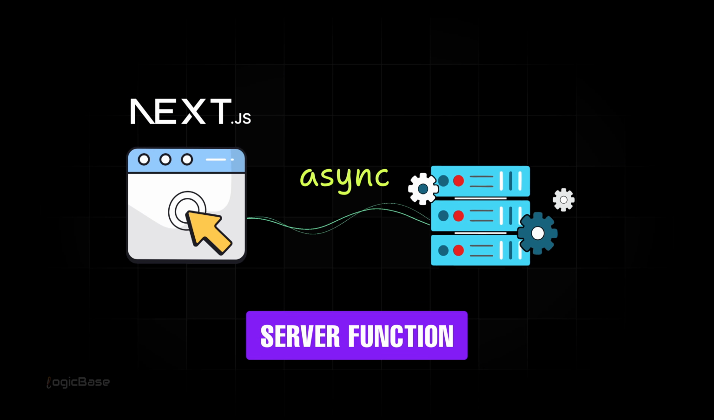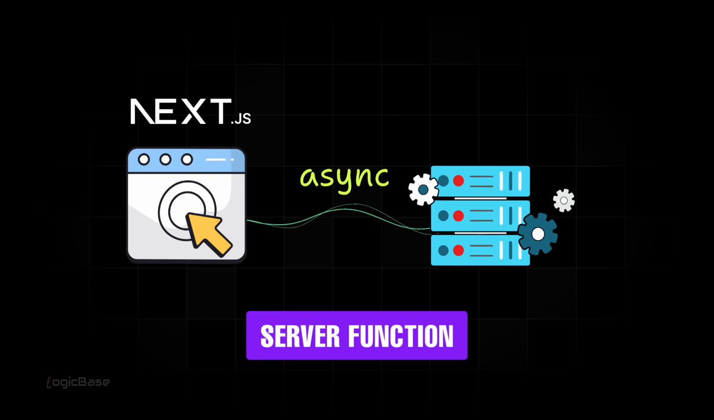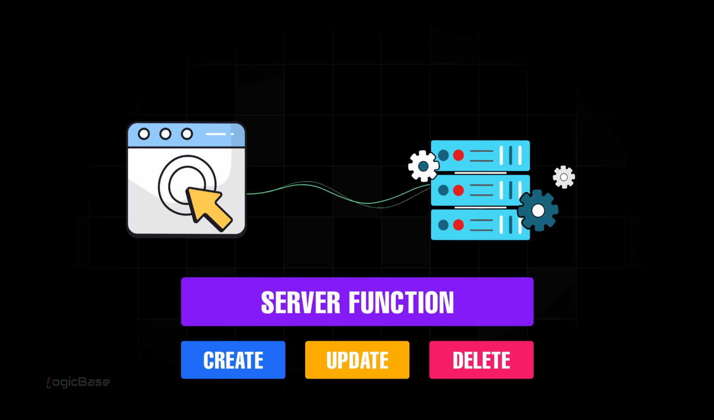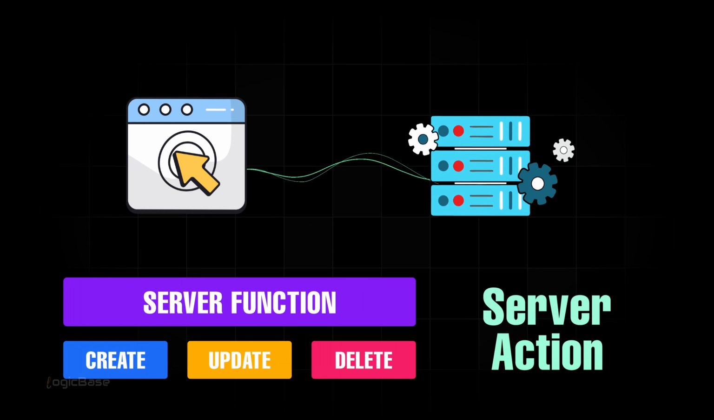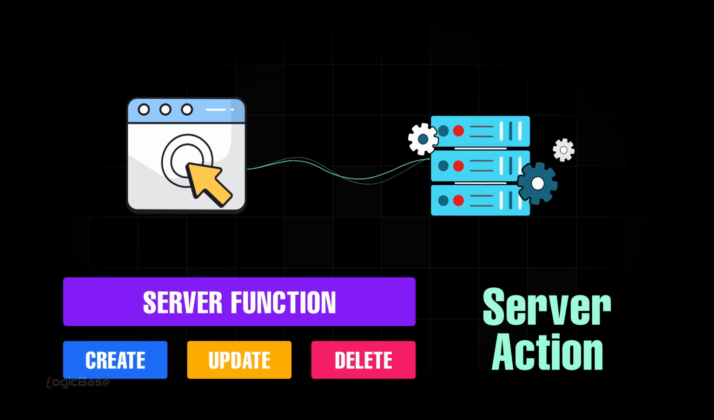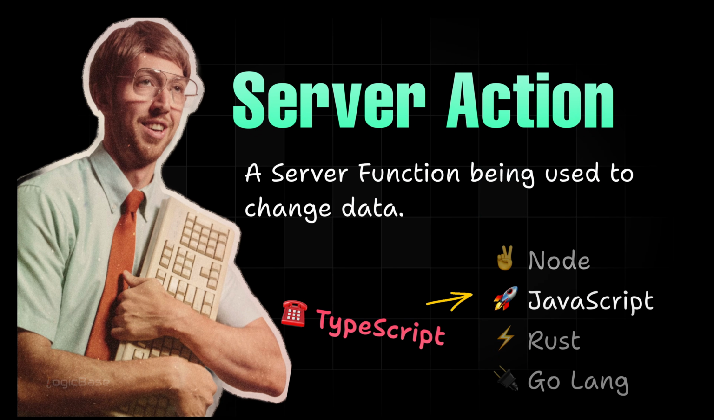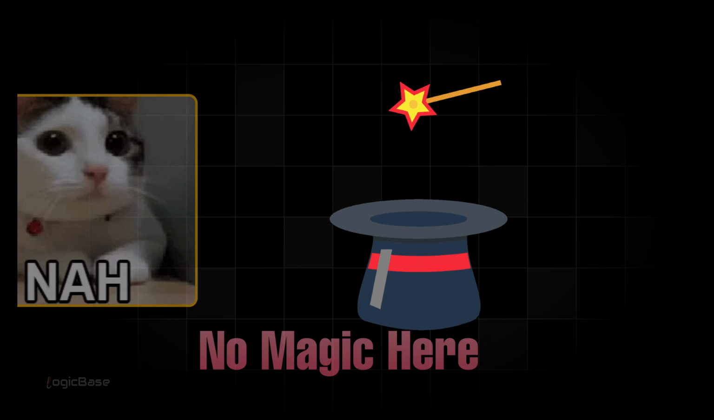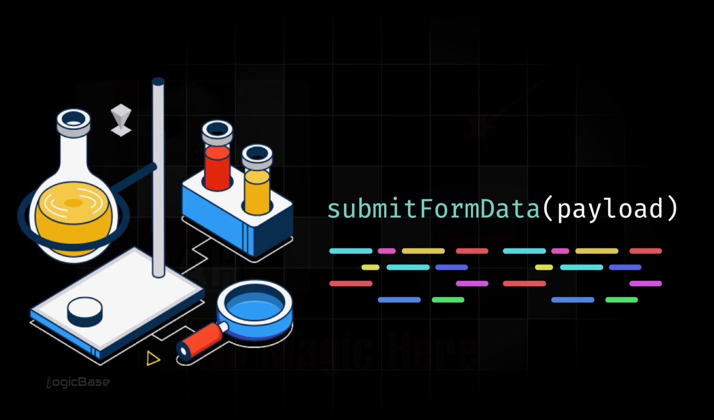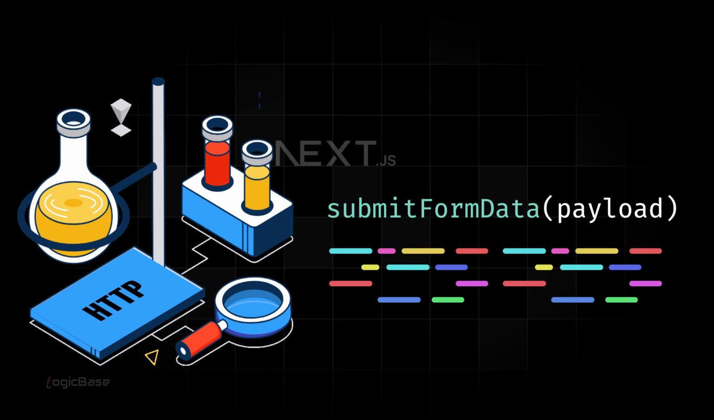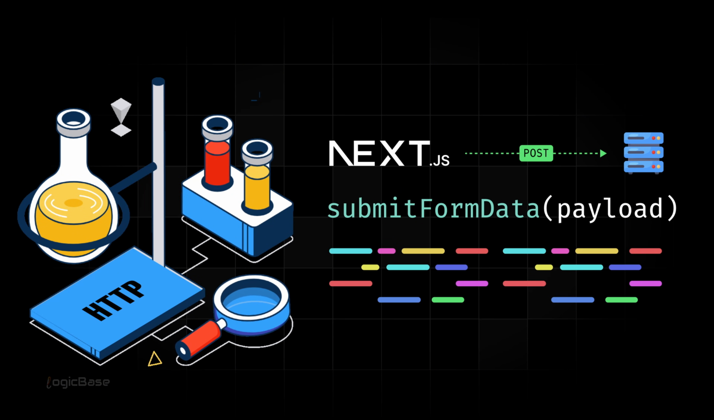And here's the important detail. When we use a server function in a mutation context, like create, update, delete, people usually call it a server action. So, server action isn't a totally separate feature. It's basically a server function being used to change data. Also, don't let it feel magical. Even though we call it like a normal function, it's still HTTP under the hood. In fact, actions are invoked using POST, and only POST can trigger them.